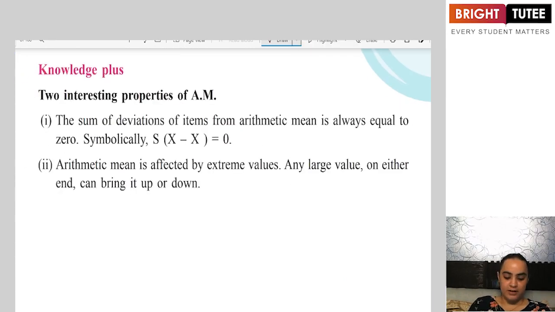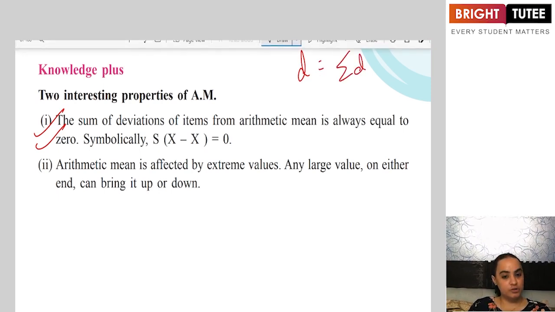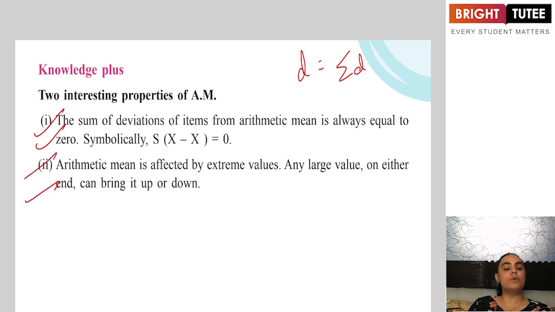Now, the sum of deviations of the items from the mean is always equal to 0. That means the sum of deviations, the D that you calculated, so the sum of deviations of the items from the arithmetic mean that you have calculated is always going to be 0. And arithmetic mean is always affected by its values. If there is another large value which is added to it, the mean is going to change automatically.